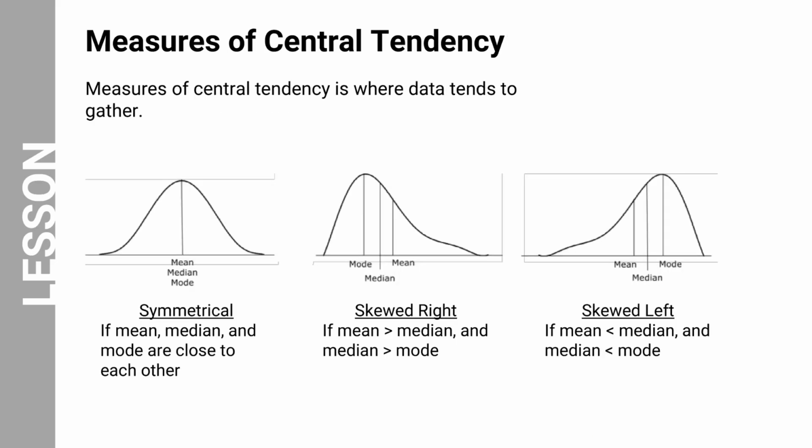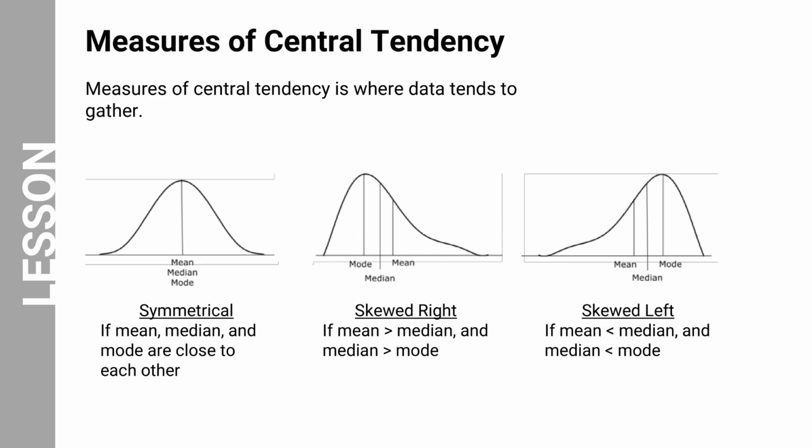The mean, median, and mode of a sample describe measures of central tendency, or where data tends to be gathered. The relationship of these measures can reveal quite a bit about the distribution of the data. For example, if the mean, median, and mode are close to each other, the distribution of the data is said to be symmetrical, like the curve on the left.